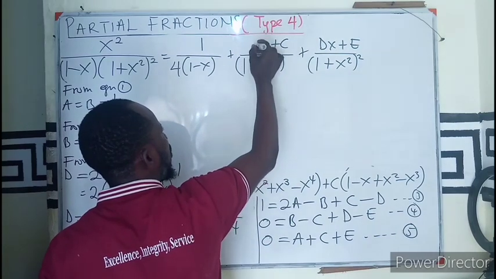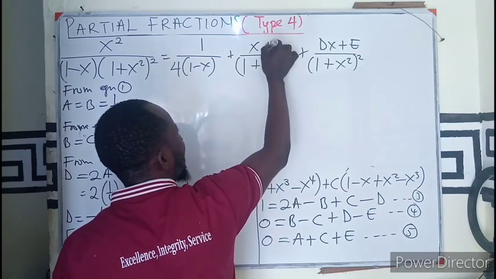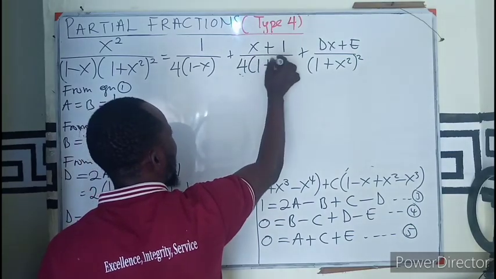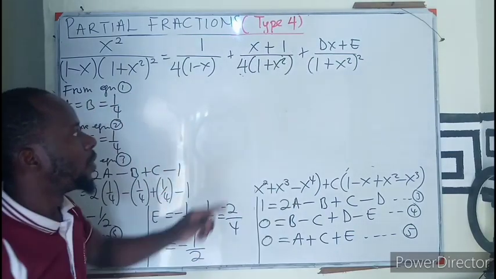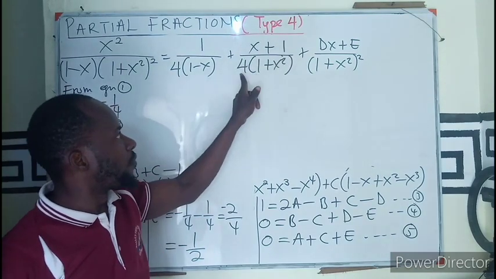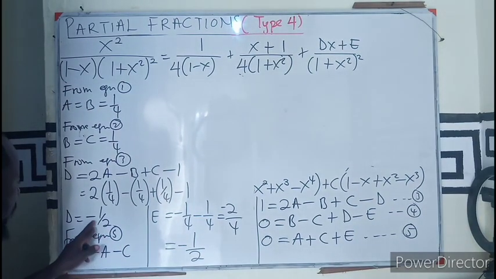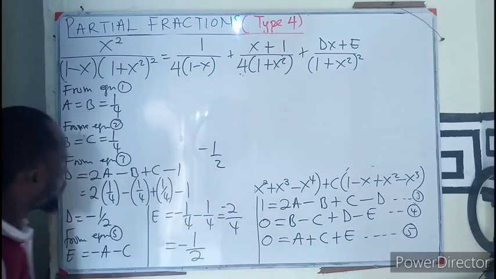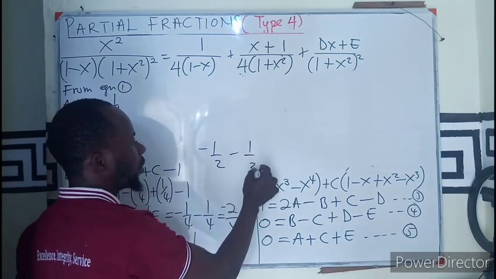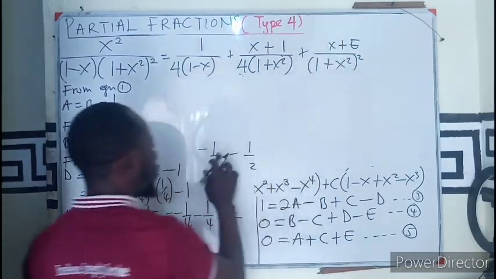Then this is going to be 1 over, so the 1 will affect. The X is also 1. Then all this become 4, 1 plus X squared. Don't forget there's a 1 here for B. This 4 will jump there. 1, the 4 will also go there. Where do we go? We go to D, which is minus 1 over 2. Where do we get our E? Also minus 1 over what? 2. The same denominator. So this is going to be the minus 1.